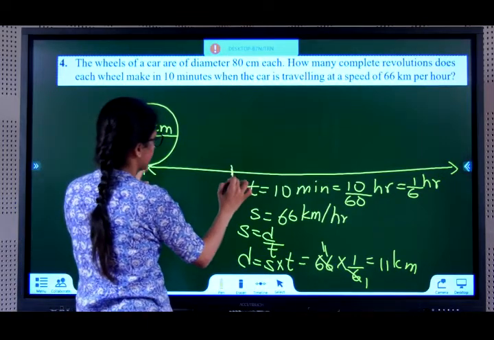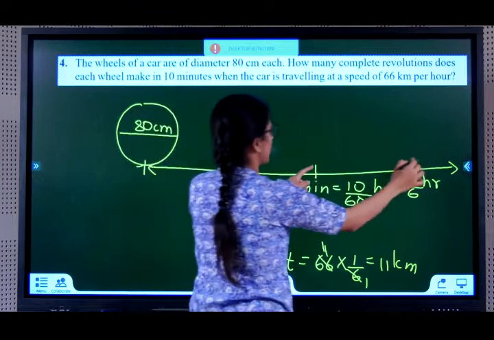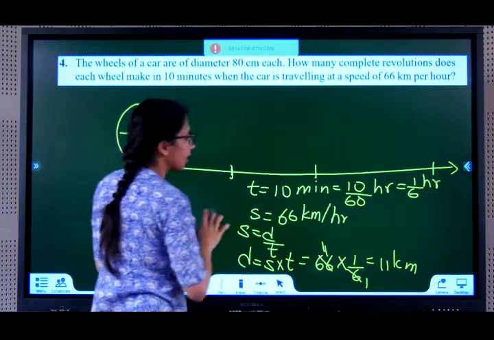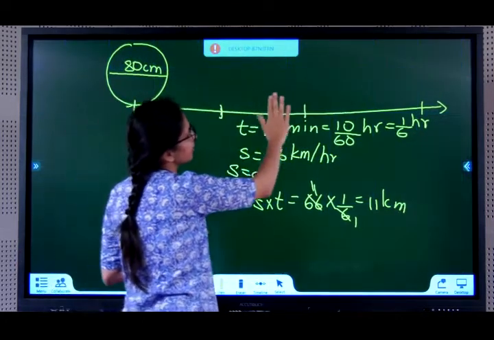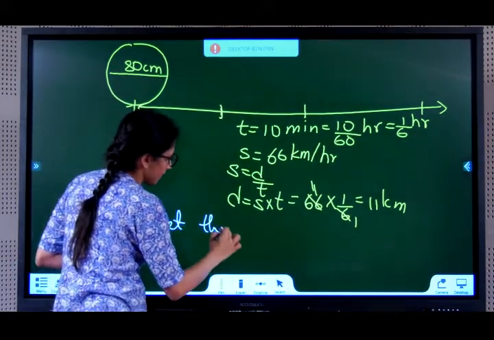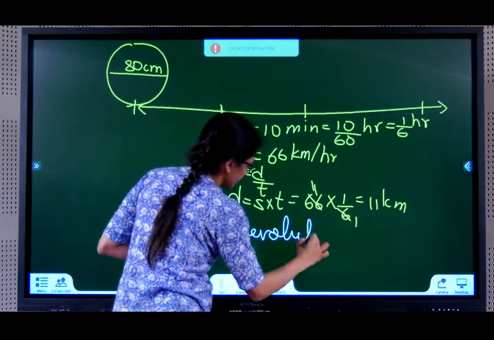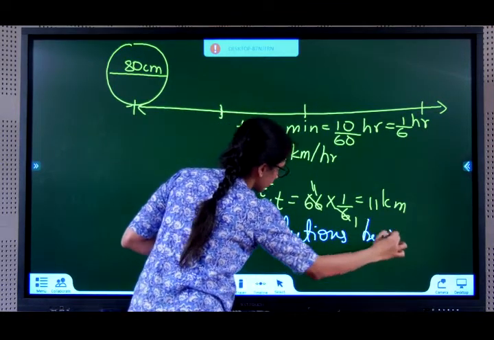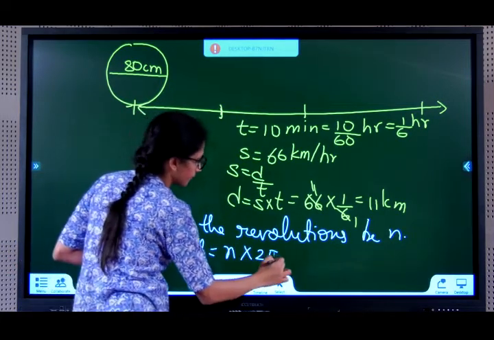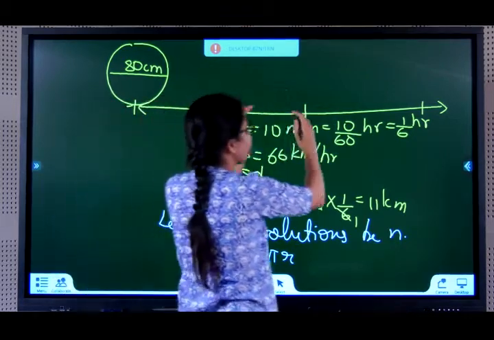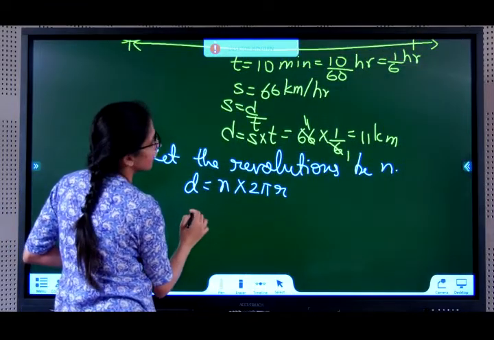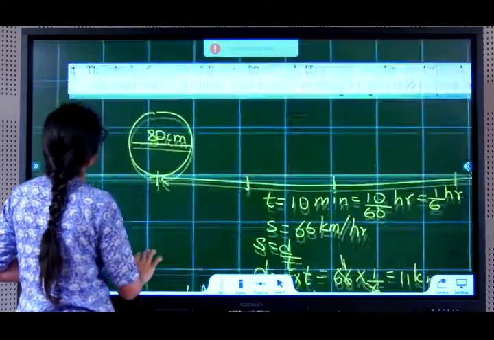One revolution, this much. One more revolution, this much. One more revolution, this much. This is nothing but 2 pi r, 2 pi r, 2 pi r. If it's 3 revolutions, it is 3 into 2 pi r. We don't know how many revolutions, so let the revolutions be n. Then the distance is n into 2 pi r. Total distance is 2 pi r plus 2 pi r plus 2 pi r, n times. So the distance here is 11 kilometers.